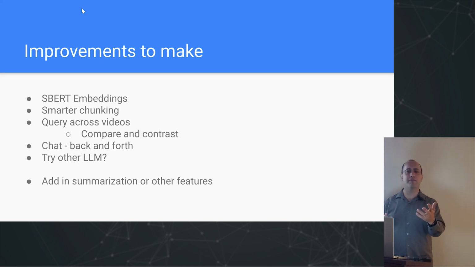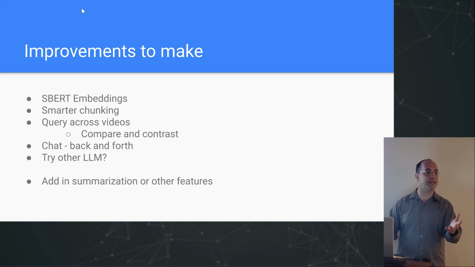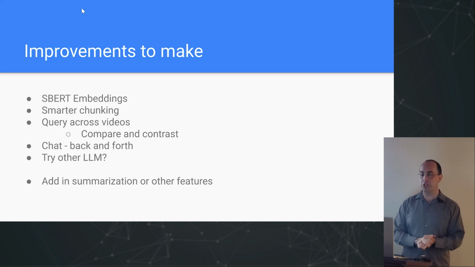The other thing, for all of you who have used ChatGPT, one of the things that's most fun is the back and forth chat, where you ask something, it answers, and then you have a conversation with it. I could have built in tools where you can go back and forth. Right now, it's just sort of a one and done, but that's fairly easy to build in using prompt engineering.